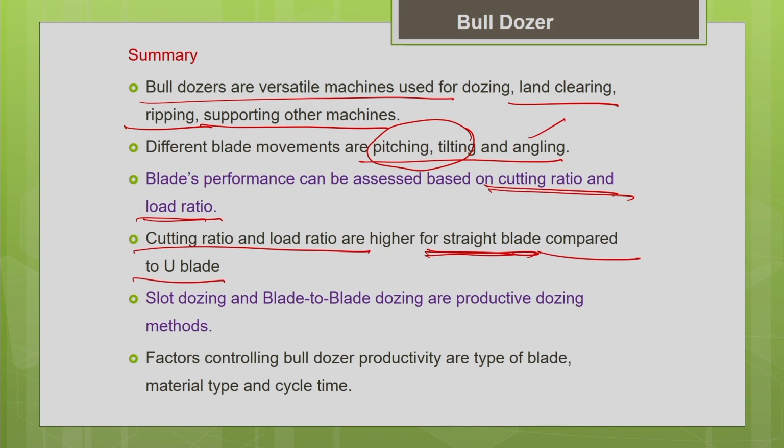The other important thing is, we have also seen the different productive dosing methods adopted to reduce spillage, end spillage: slot dosing and blade to blade dosing. This can help you to increase the productivity of the earth moving operation. And we have discussed the factors which affect bulldozer productivity, like the type of blade, material type and the cycle time. And we have worked out illustrations on how to estimate the productivity of the bulldozer using different approaches based upon the input data available.